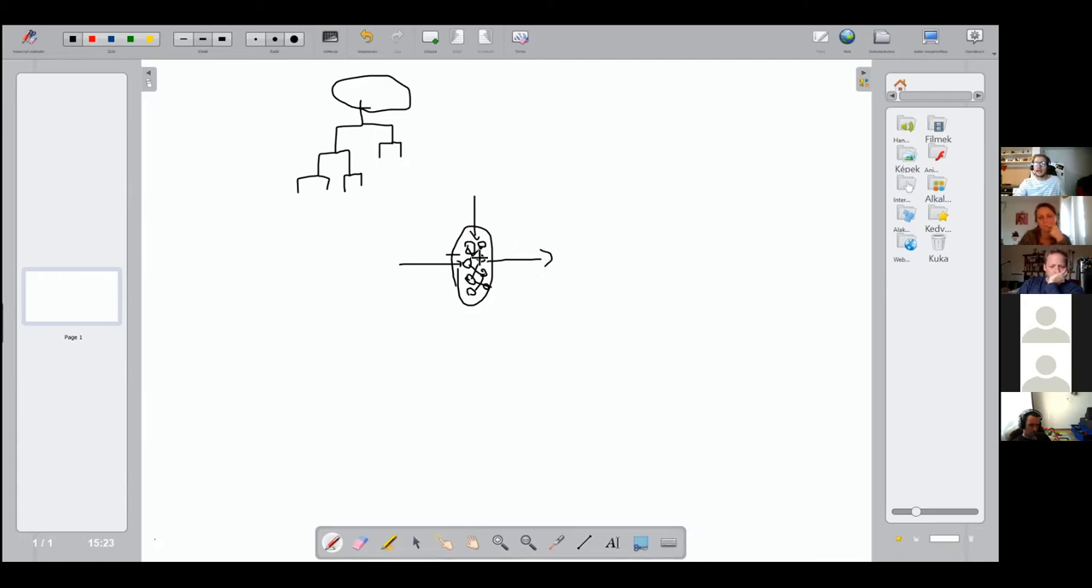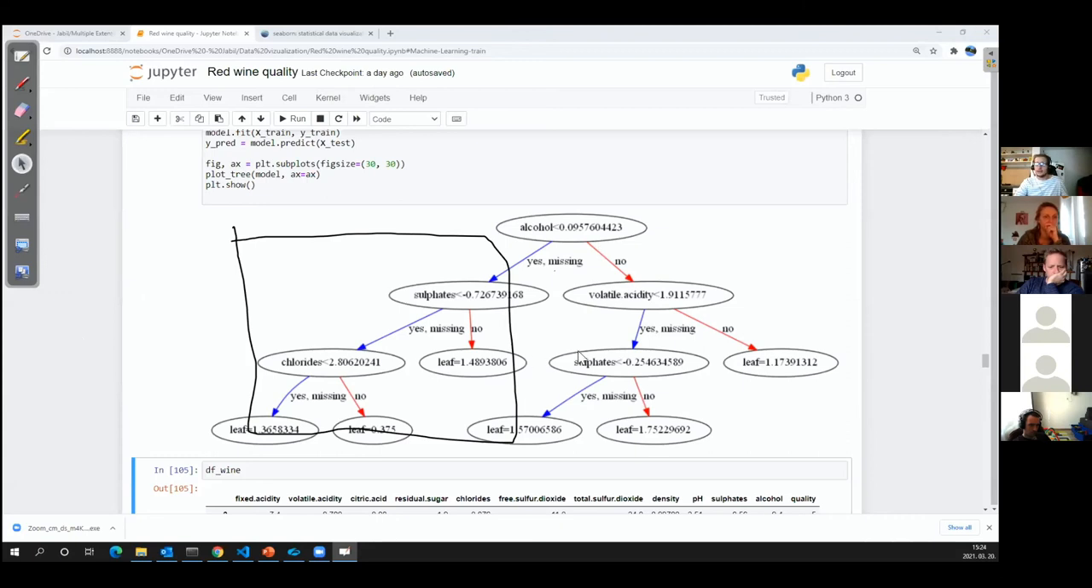But we can have some graphs, like we see here, that explain that black box a little bit. That's why those plots are useful. Have I answered the question?